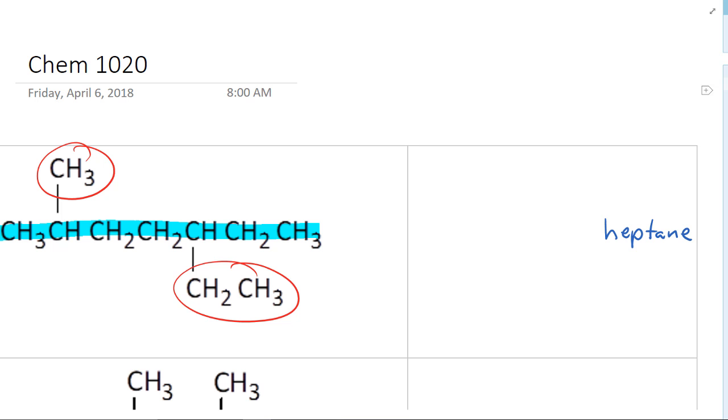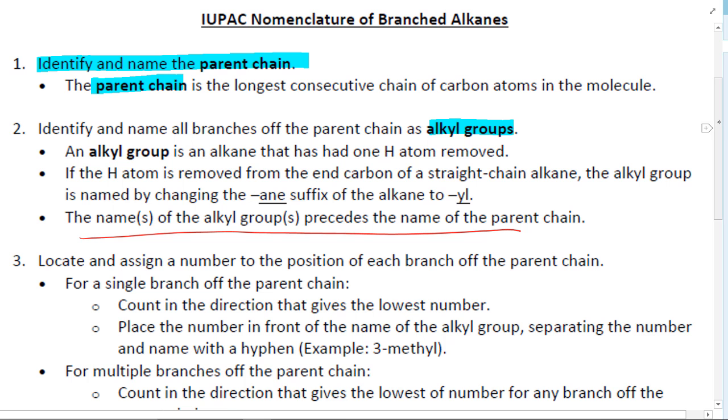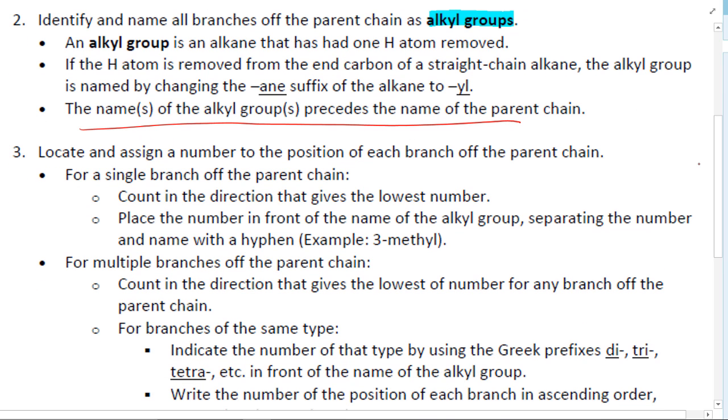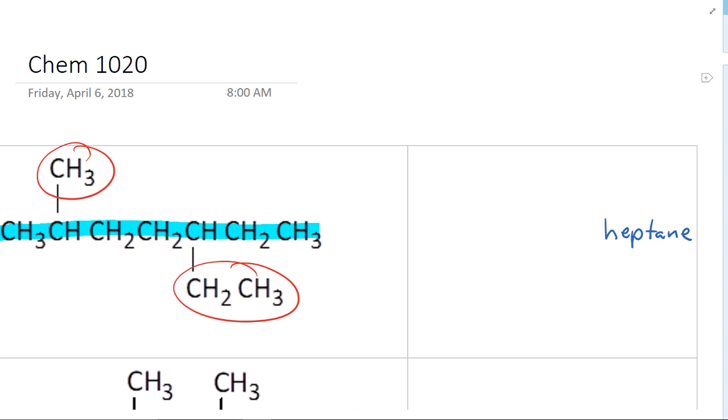So if this here is an ethyl group, and this here a methyl group, then we need to come down here and see what it says to do next. Next, it says to locate and assign a number to the position of each branch off the parent chain. And in this case, we have multiple branches off the parent chain, so we're skipping down to here where we have multiple branches. We're going to count in the direction that gives us the lowest number for any branch off the parent chain. So we could count from left to right, in which case we get 1, 2, or from right to left, in which case we get 1, 2, 3. So the direction we're going to count here is going to be left to right.